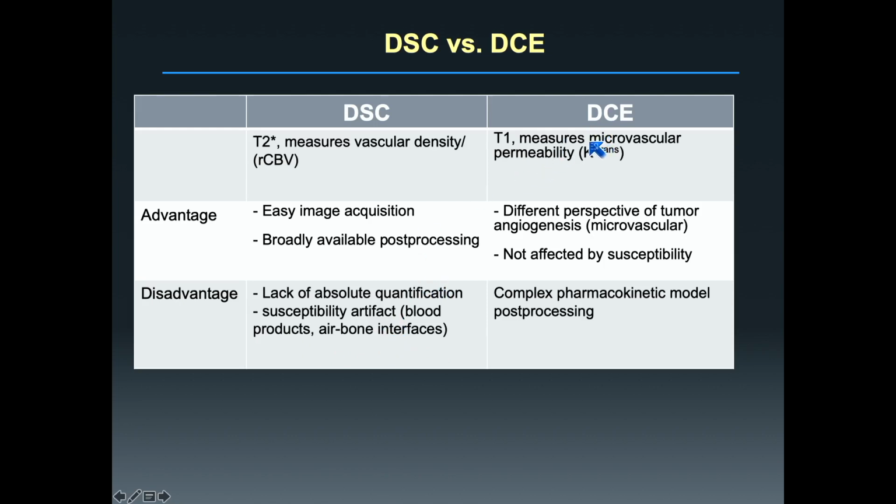DCE, on the other hand, is a T1 weighted technique, and it again measures a variety of variables, but the one that we're interested in specifically for this talk is the Ktrans. That is a measure of macrovascular permeability. It provides a different perspective of tumor angiogenesis. It looks at basically the macrovasculature, and it's not affected by susceptibility artifact because it's a T1 weighted technique, so that's the advantage.